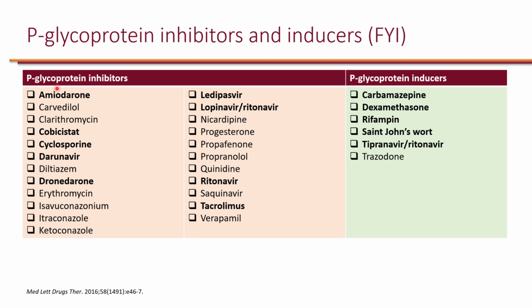Now here are some of the common inhibitors of P-glycoprotein, just for your reference. You don't have to memorize this list, but you can refer to it to see if there is a drug interaction. And these inducers are commonly encountered in practice, so it's really good to know these. So P-glycoprotein inducers. Anytime you see these agents, it's always a good idea to run a drug interaction check to make sure that there is no interaction with other drugs.